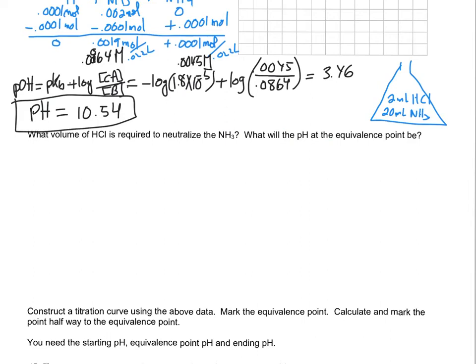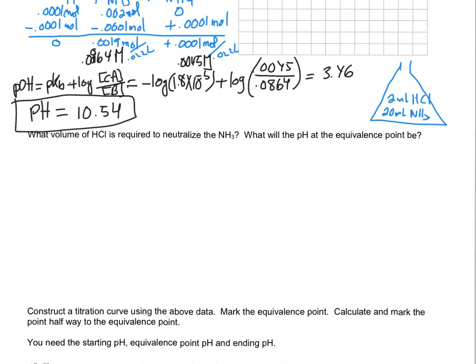The next question is slightly different. Instead of giving us a certain amount of acid and a certain amount of base and asking us for the pH, they are asking us what would the volume of HCl that's required to neutralize my NH3 be? And also, what is the pH at the equivalence point? But they don't tell us what the volume is of the HCl that I need to reach the equivalence point. They're asking for that. So let's try to think about this.